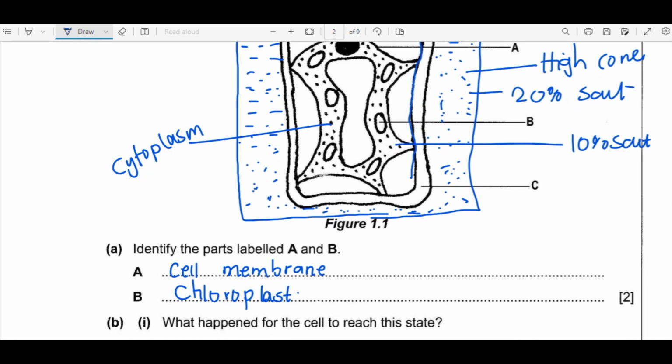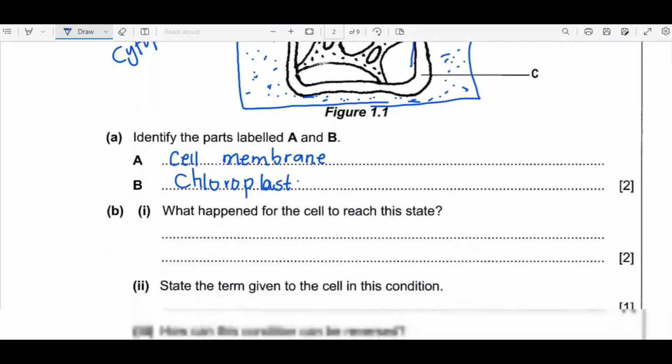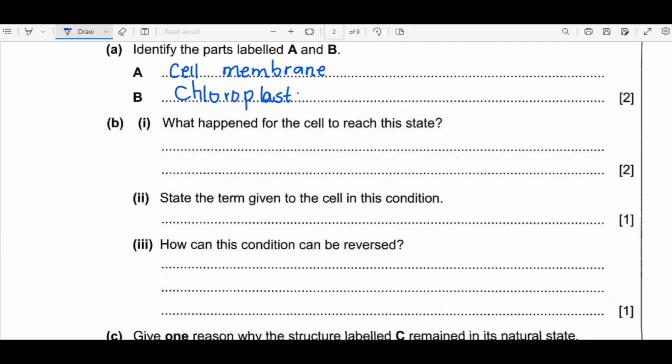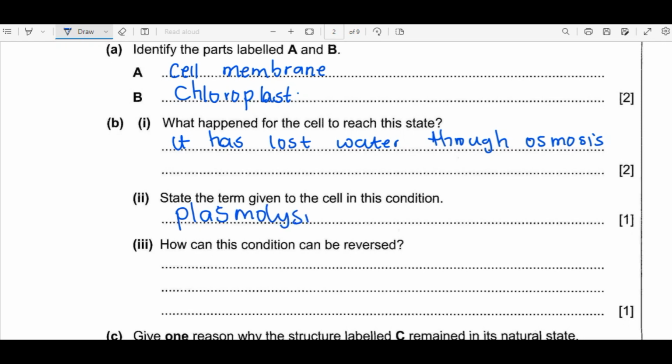Then we move on to question B1. What happened for the cell to reach this state? You can say it has lost water through osmosis. Then state the term given to the cell in this condition. So we have plasmolysis.